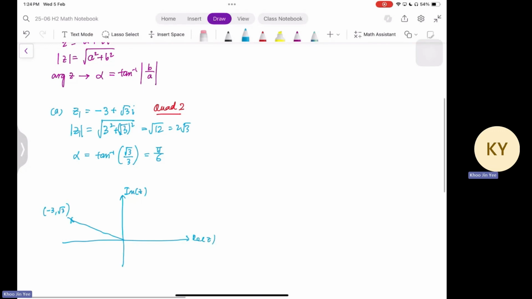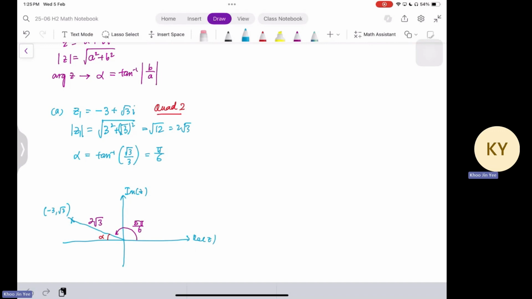Now what do we do? Where is the basic angle? The basic angle for trigo over here, alpha, correct? So where is the argument? The argument is over here. So this argument of z would be pi minus pi over 6, so this argument would be 5 over 6 pi radian. Now then label the modulus. Modulus is 2 root 3. So remember to label on the diagram.